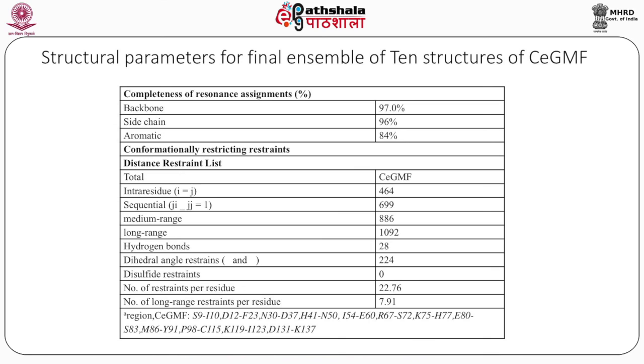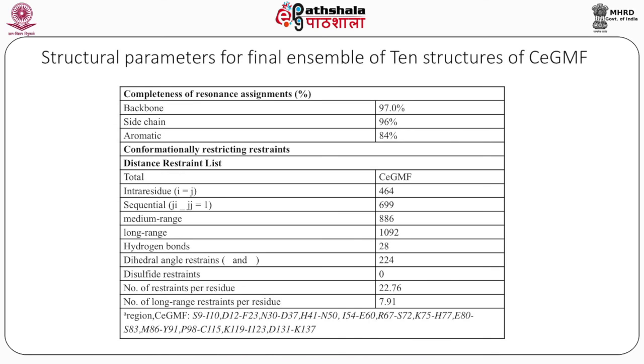Structural parameters for the final ensemble of 10 structures of CEGMF, and these parameters have to be provided to the journal. These come directly from the validating softwares. Completeness of resonance assignments: backbone 97%, side chain 96% and aromatic 84%. Conformationally restricting restraints: you have the distance restraint list, and for CEGMF you have intra-residue 464, sequential 699, medium range 886 and long range 1092.